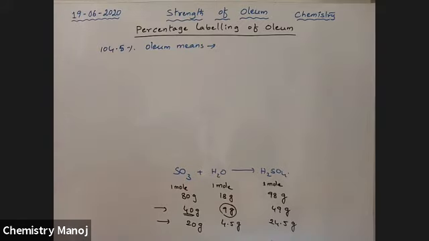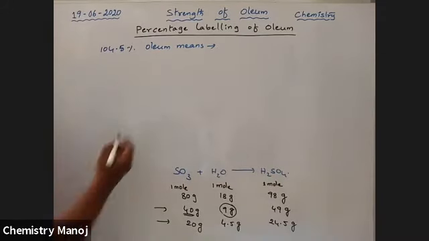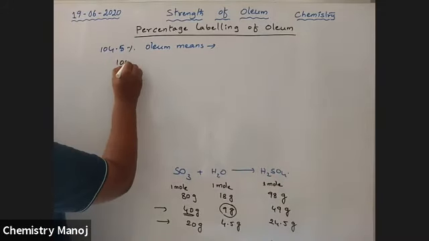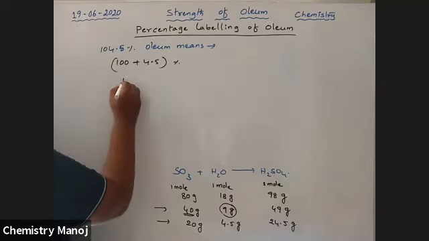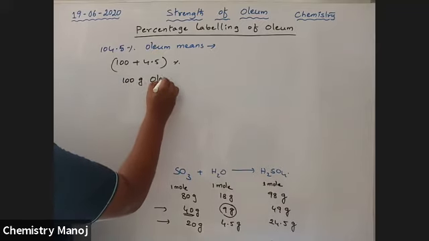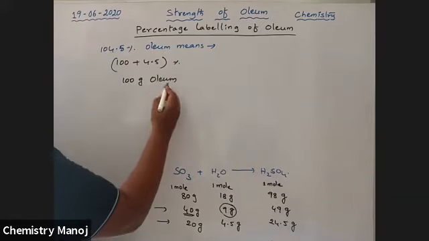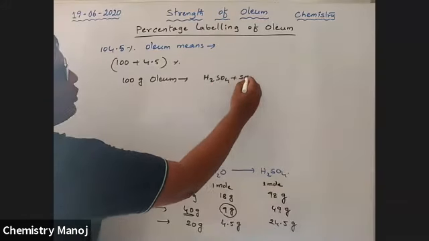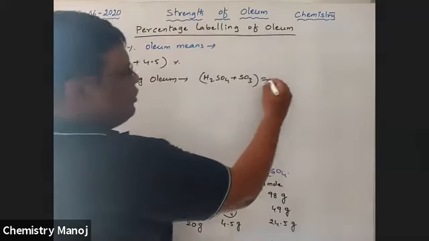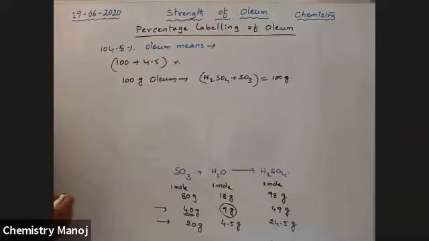Yes, 4.5 means 20 grams SO3. Yes, correct. It is 100 plus 4.5%. That means 100 grams oleum, that means the H2SO4 plus SO3 combination is equal to 100 grams. So all of you are correct, my dear boys.